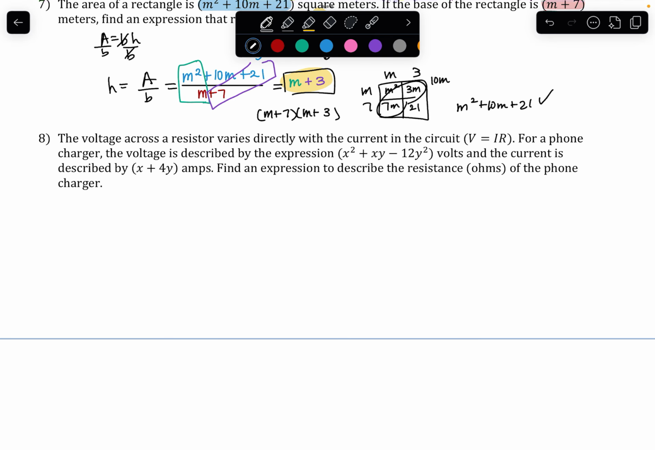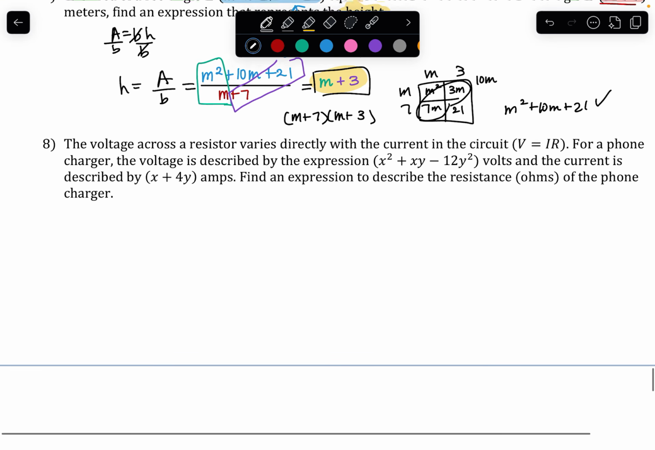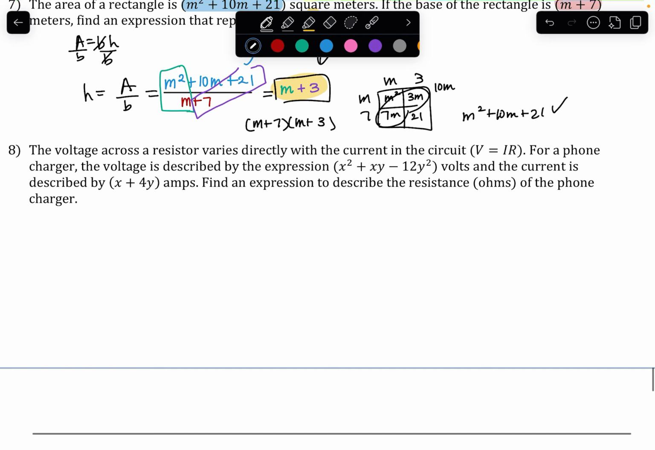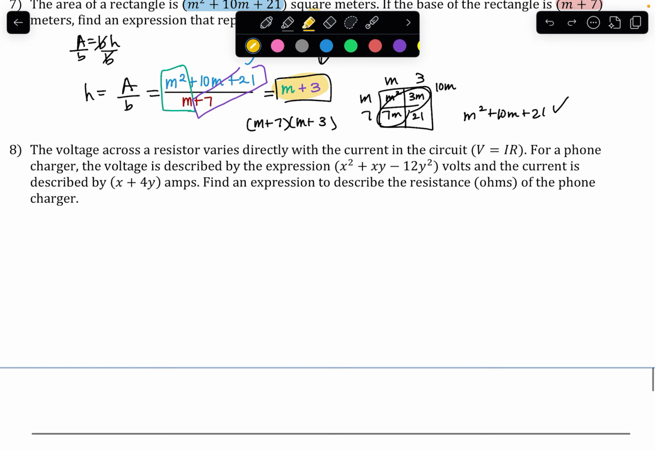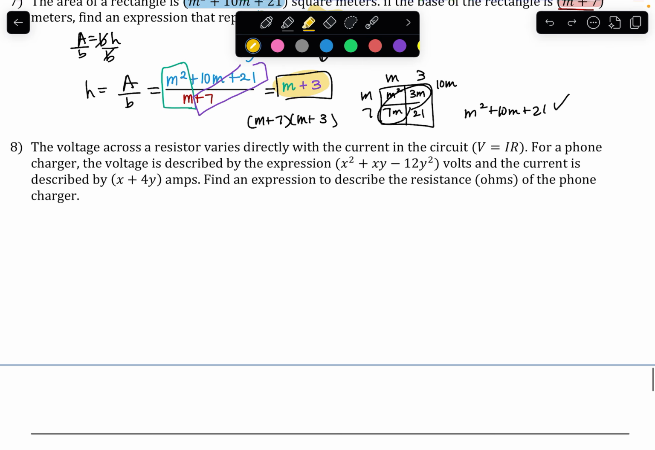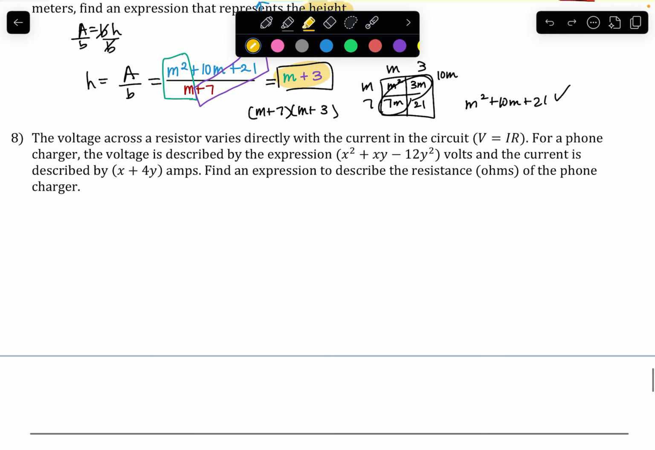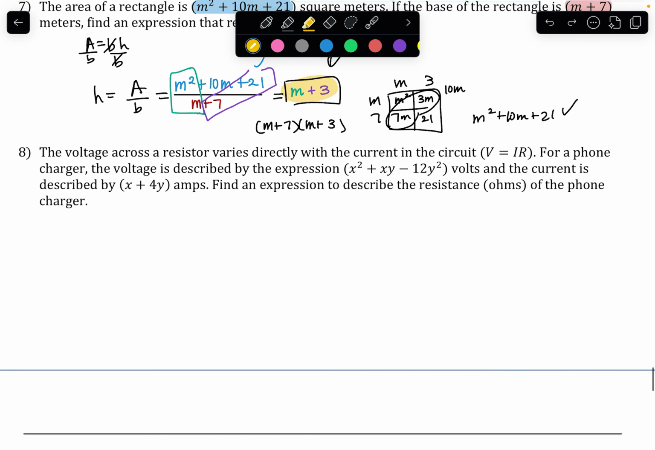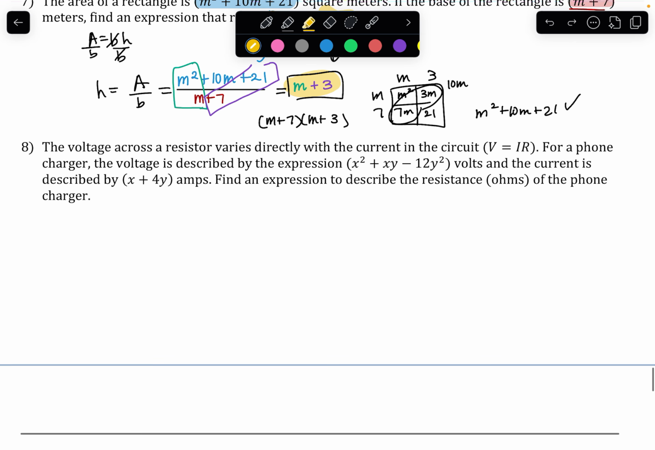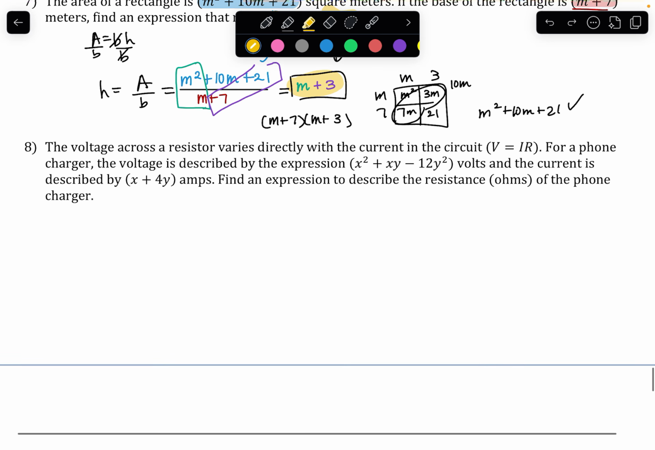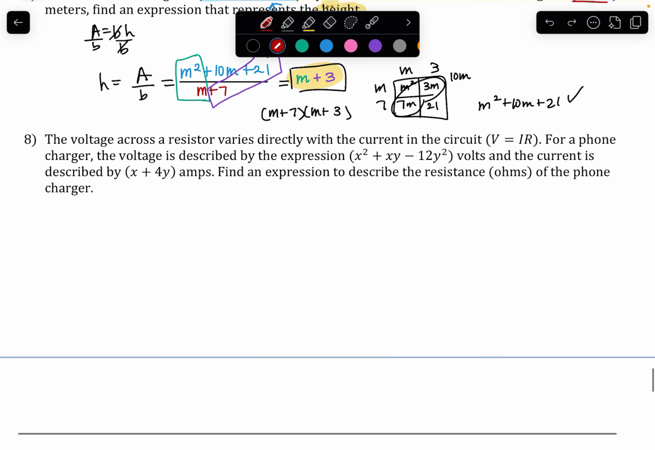Okay, so looking at this last example, the voltage across a resistor varies directly with the current in the circuit, given by this equation, V equals IR. For a phone charger, the voltage is described by the expression x squared plus xy minus 12y squared volts, and the current is described by x plus 4y amps. Okay, find the expression to describe the resistance of the phone charger.